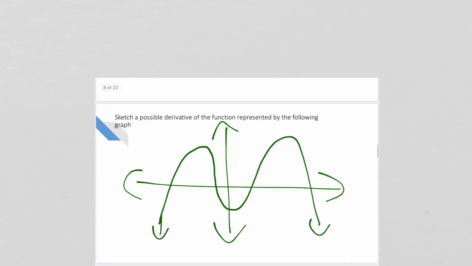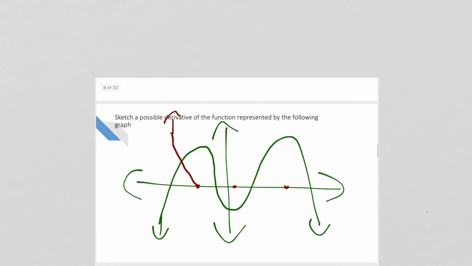Okay, so again, we need to identify all the flat parts. So there's a flat part right there at that maximum, then another flat part, then another flat part. So now let's see, the function starts by increasing. See that? It's a positive slope. So the derivative has to start up in the positive area. So we have a positive output. The derivative is positive, so the function is increasing.